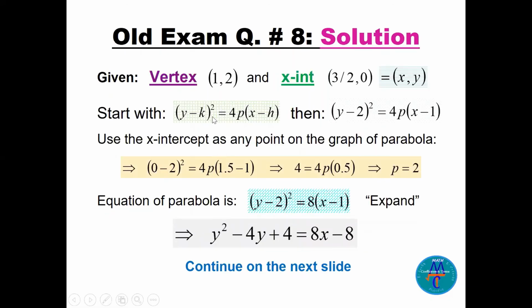Now we know the story. The equation is this one. We put h is 1, x - 1, k is 2, and then the x-intercept is any point on the graph of the parabola. So we can replace x by 3/2 here, see 1.5, and y is 0. So from this we can find p equals 2. So I can write the equation now: (y - 2)² = 8(x - 1). We need to expand this because the question says we need x equals something. So y² - 4y + 4 = 8x - 8. Continue in the next slide and make the equation as in the given.